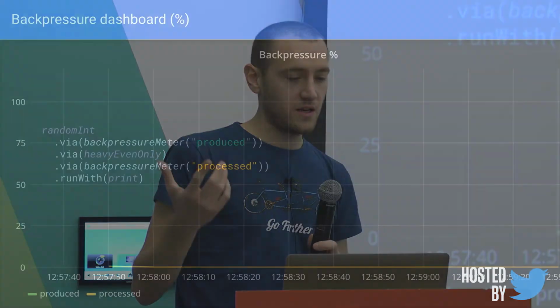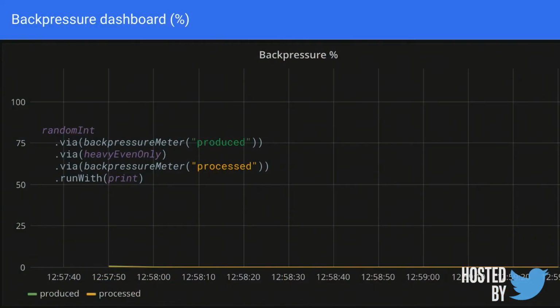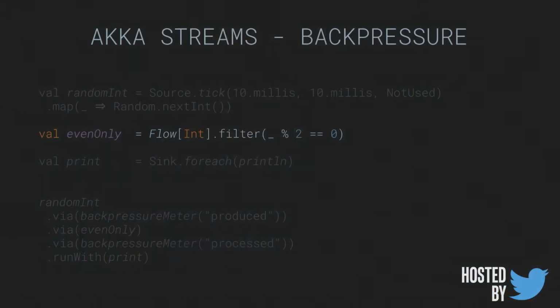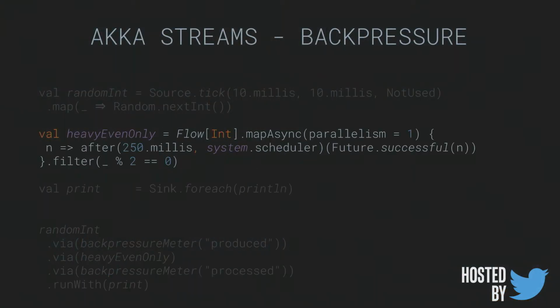Essentially, because the stream is very fast, everything we do in the stream, the filter and print, is much faster than the 10 milliseconds at which we emit the numbers, right? So this means that both checkpoints will never back pressure, right? It tells us that the pipeline basically has no bottleneck, or actually better, the pipeline's bottleneck is the source itself, right?